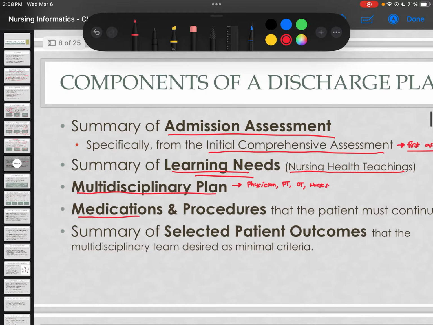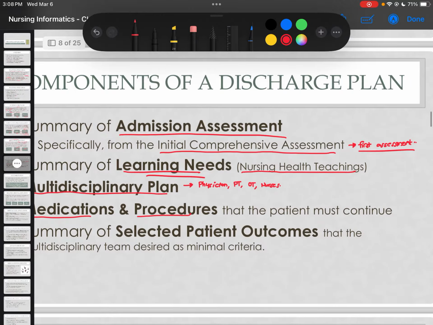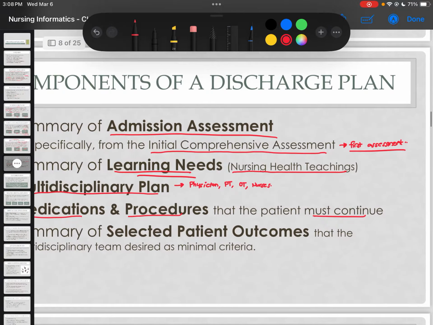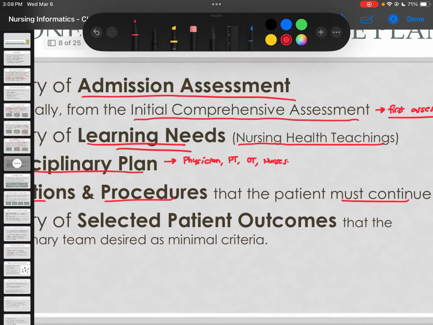Next is medications and procedures that the patient must continue at home. Okay, must continue at home. Most of the time, ang mga medications na i-continue at home, mao ni siya ang katong mga maintenance medications, no? Specifically, most likely kanang mga para sa heart, di ba? Kadaghanan gid para sa heart, because it's very common, no?